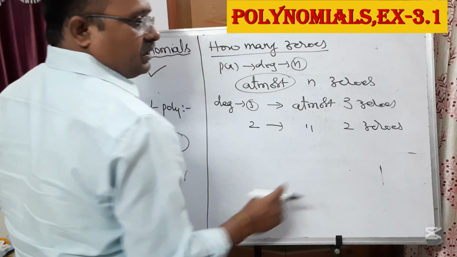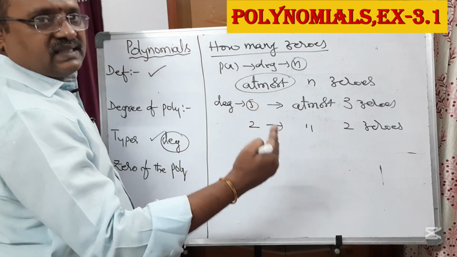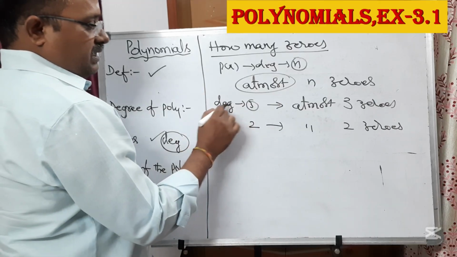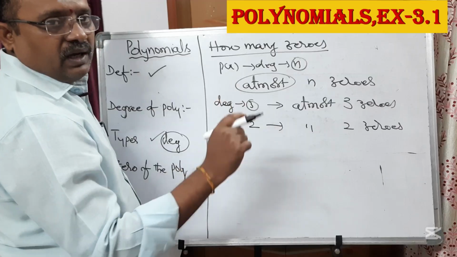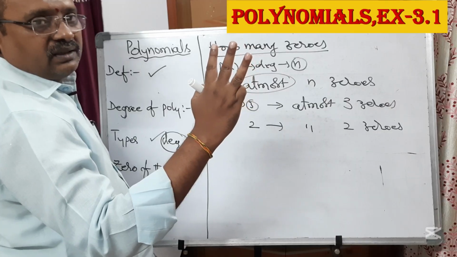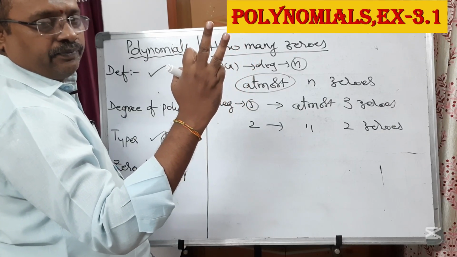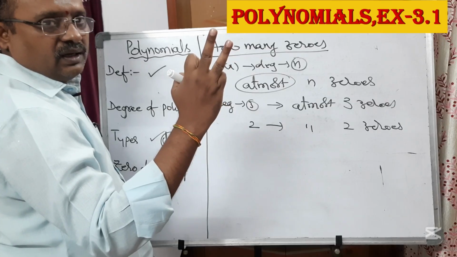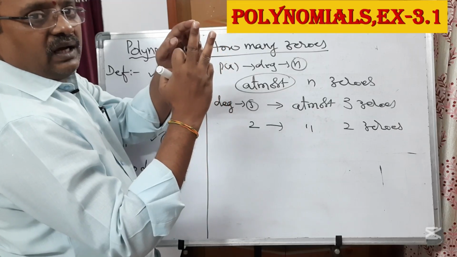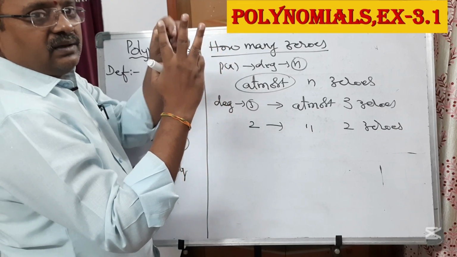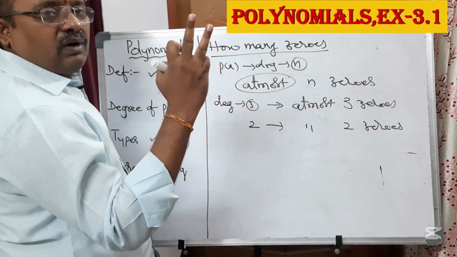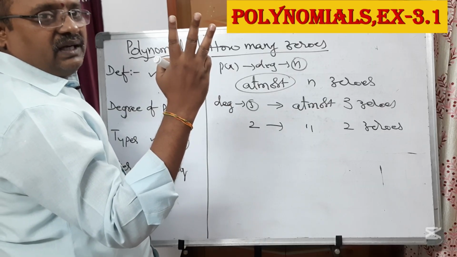At most means what? 2 is the maximum value. If degree is 3, that polynomial will have at most 3 zeros, means maximum 3 zeros. Sometimes you will get 2 zeros only, according to the algebraic method, but its degree is 3. Means what? Among them, one of the zeros will be repeated to become 3. Actually you will get 2, and 1 will come repetitionally, that's why it will become 3.